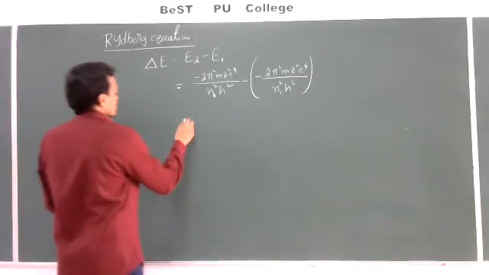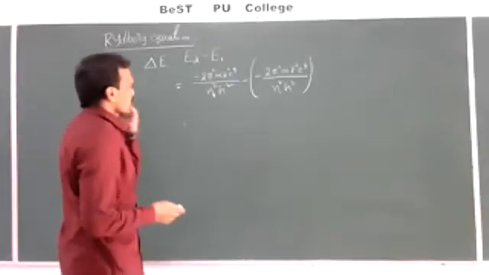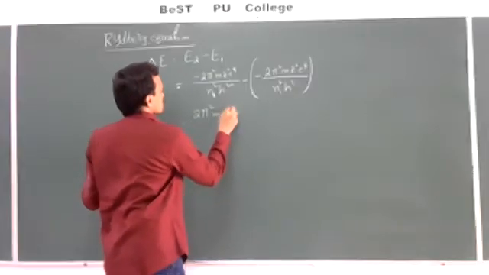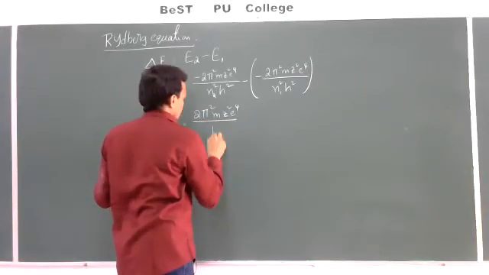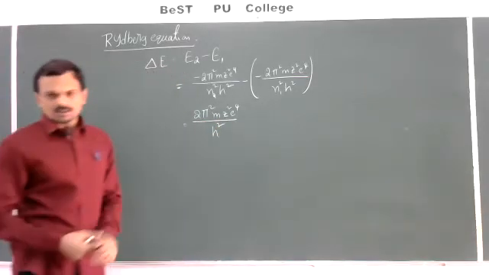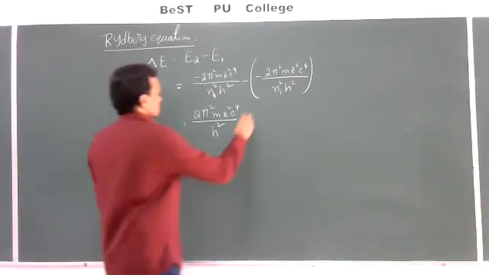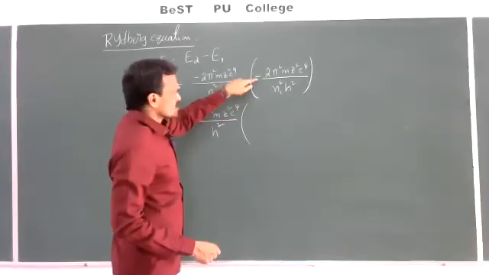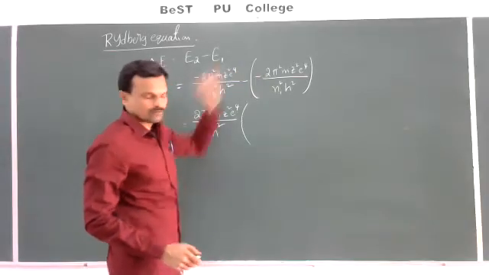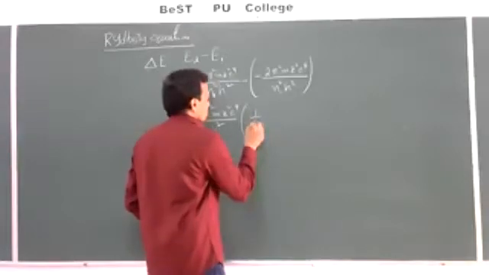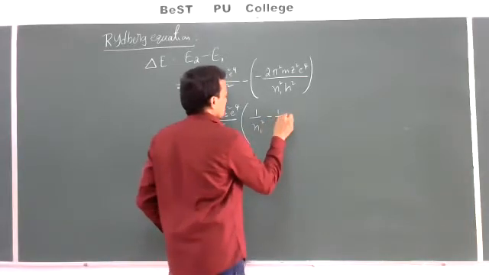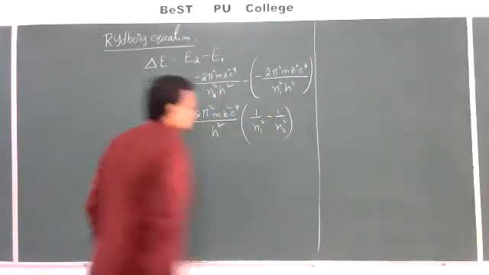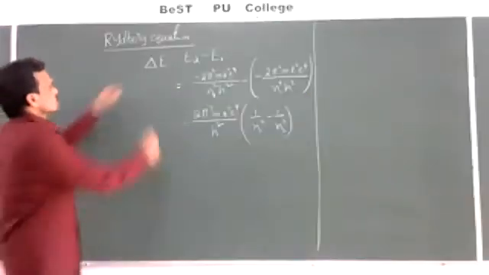Now take 2 pi square m Z square e power 4 by h square common here. Then the remaining part is minus 1 by n2 square, and minus of minus becomes a plus 1 by n1 square. This becomes 1 by n1 square minus 1 by n2 square. So this is delta E.